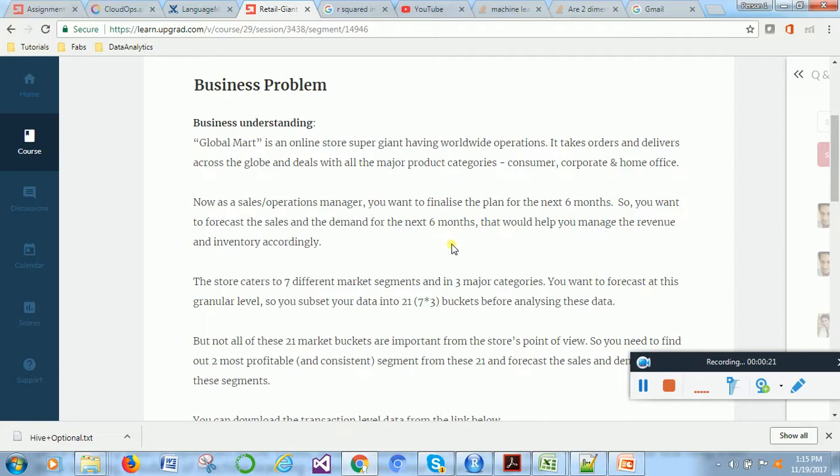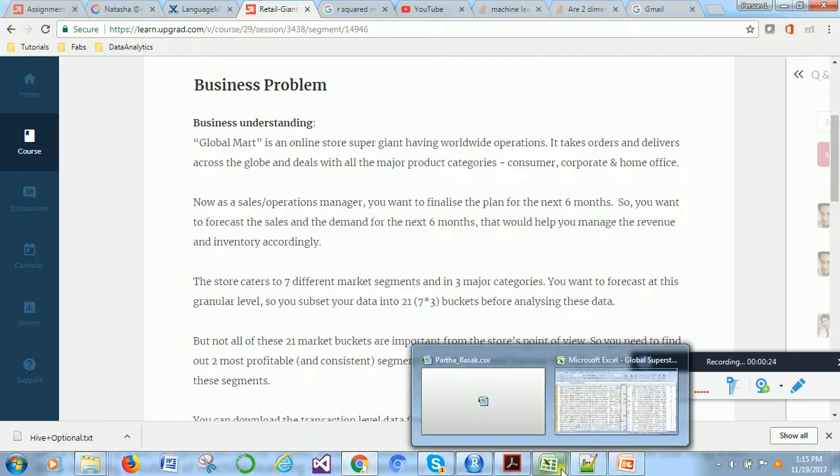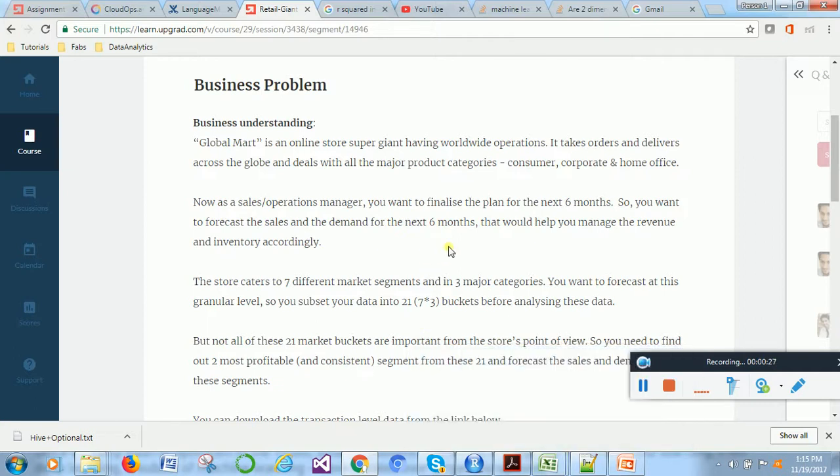What we have to do: they have provided a data set for different regions of the world. We need to find out the trend, and as a sales manager or operation manager, we need to predict for the next 6 months. To be more specific, we need to find the two most profitable segments, predict the sales for the next 6 months, and also the quantity of inventory they need to maintain to meet the sales target of the next 6 months for the two most profitable regions across the world.